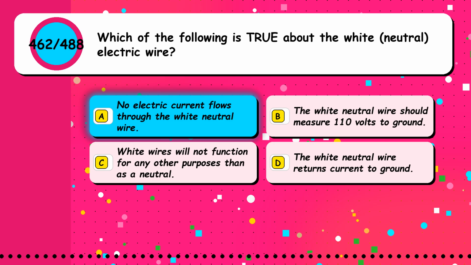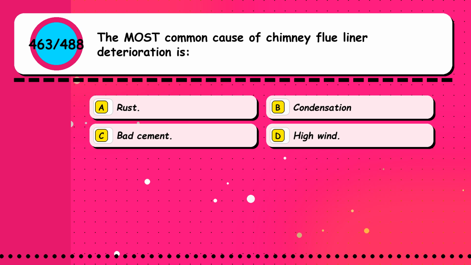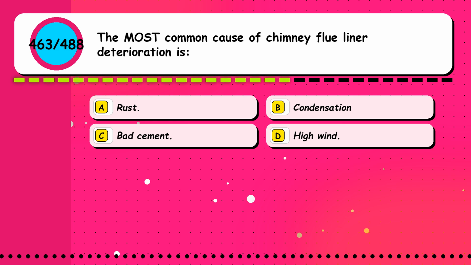The correct answer is option A. No electric current flows through the white neutral wire. Correct answer, the white neutral wire returns current to ground. Question 463. The most common cause of chimney flue liner deterioration is: option A, rust. Option B, condensation. Option C, bad cement. Option D, high wind.